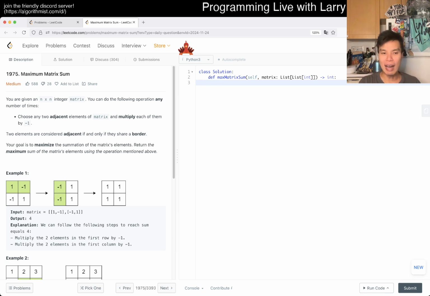So now we have a matrix, and we can just have one flattened array. So maybe I have something like this: for row in matrix, array.extend row, something like that, and then we can just sort.